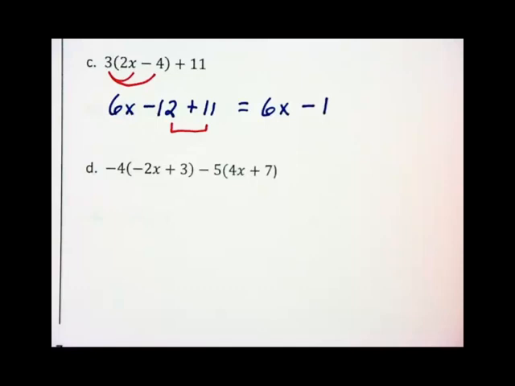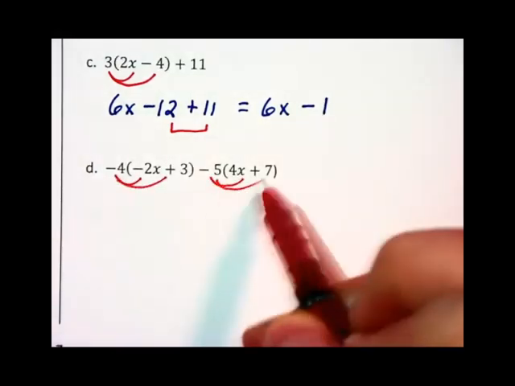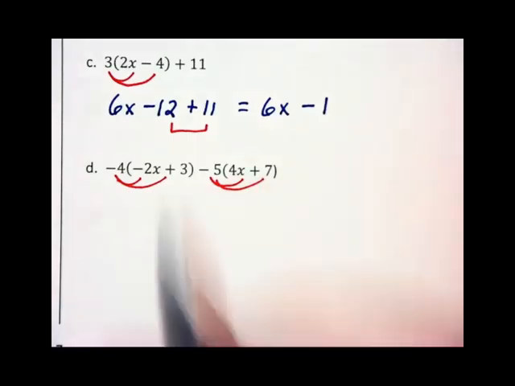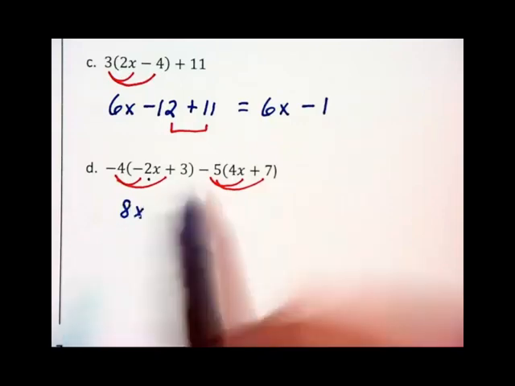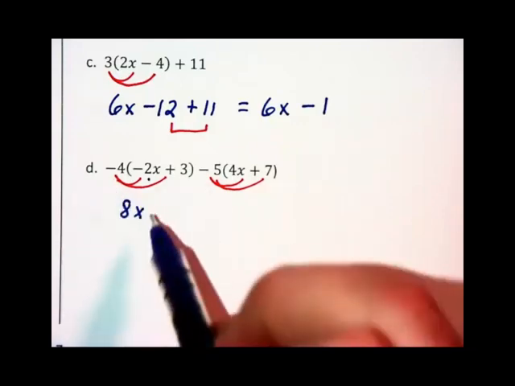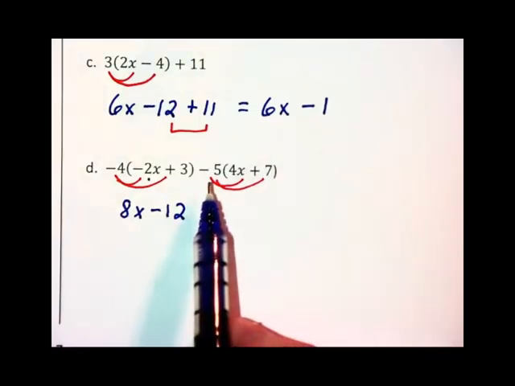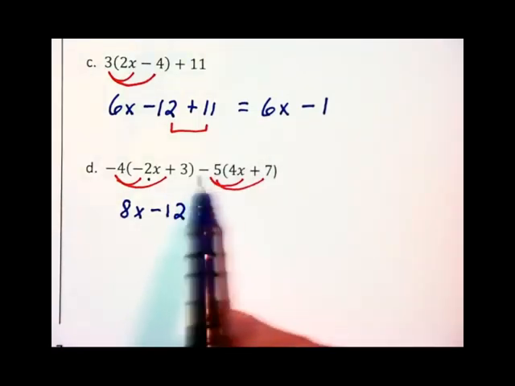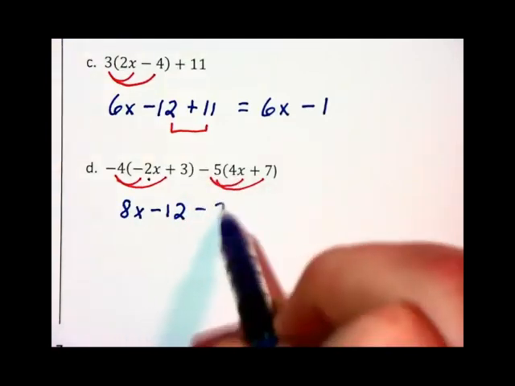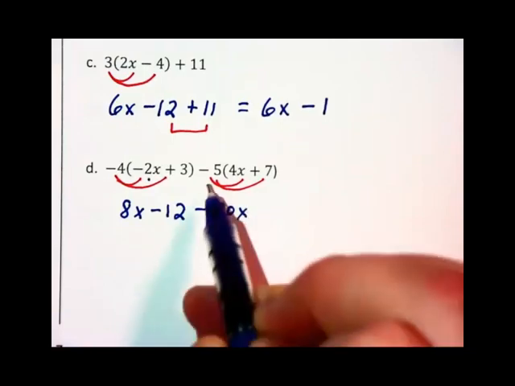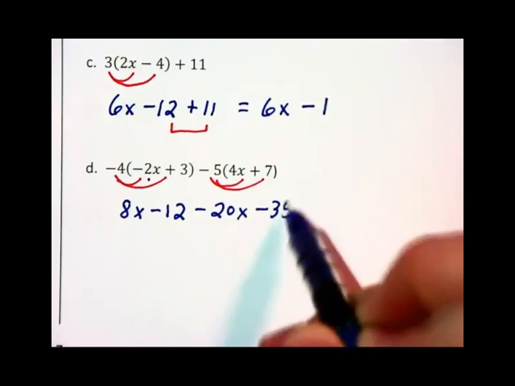On problem D, we have two sets of parentheses. We want to distribute across both of them. In the first one, we have negative 4 times negative 2x, which makes positive 8x. Negative 4 times positive 3 makes minus 12. When we do the next distribution, it's not just the 5 that's distributing, it's the negative with the 5. Negative 5 times 4x is negative 20x. And then negative 5 times positive 7 makes negative 35.